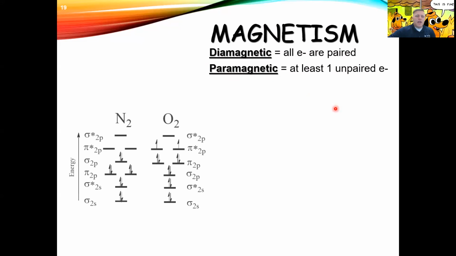But let's look at the MO diagrams for N2 and for O2. So in N2, you'll notice that all of the electrons are paired, which means this is not paramagnetic, it's diamagnetic. But in O2, we actually have two unpaired electrons. So O2 is paramagnetic. So this means that oxygen is magnetic, whereas nitrogen is not.